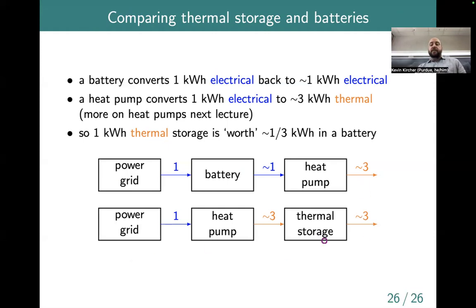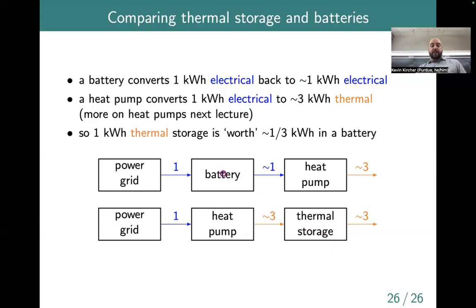And then conversely, suppose we're storing heat. Well, here maybe we would pull that same 1 kilowatt hour from the power grid and run it through the heat pump, produce about 3 kilowatt hours of heat, which we would then store. And we'd extract, again forgetting efficiency losses and things like that, about that same 3 kilowatt hours later to use for heating. So you can see both of these systems are taking in the same 1 kilowatt hour from the grid and producing the same roughly 3 kilowatt hours of heat.